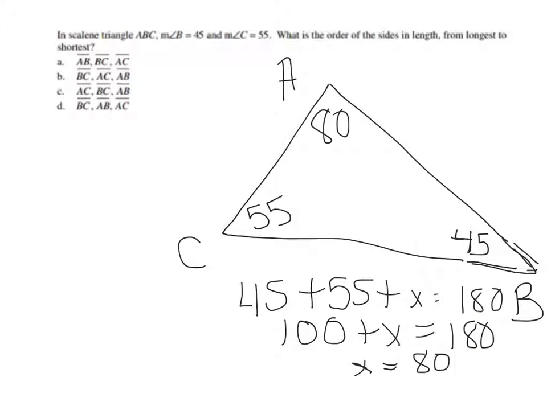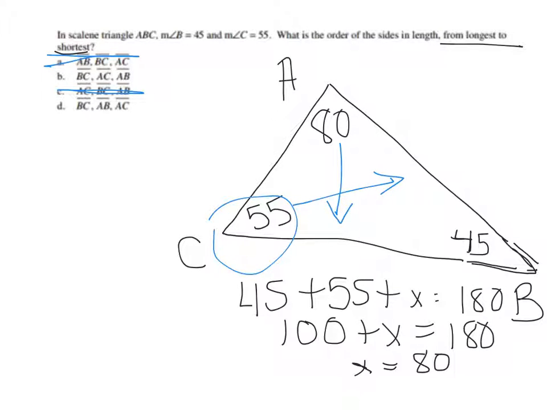So then I look at what is the order of the sides from longest to shortest. And remember we talked about the longest side is always across from the biggest angle. So 80 is the biggest angle, which is across from side BC. So that means I can automatically mark out A and I can mark out C. Okay, then I have to look at the next. 55 degrees is my next biggest angle. So after BC should be AB. And D is the only possible answer for this one.